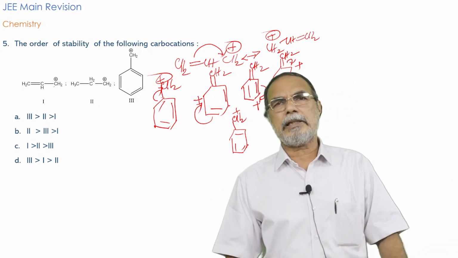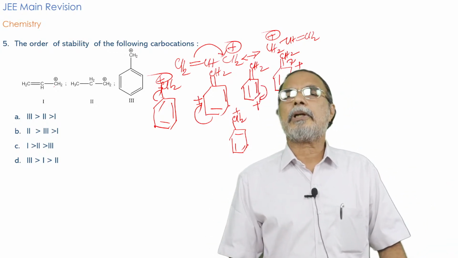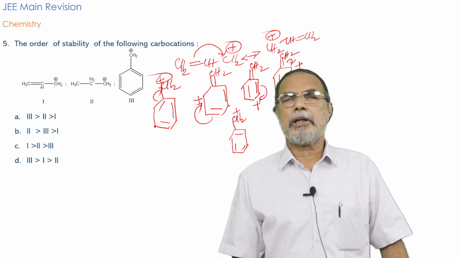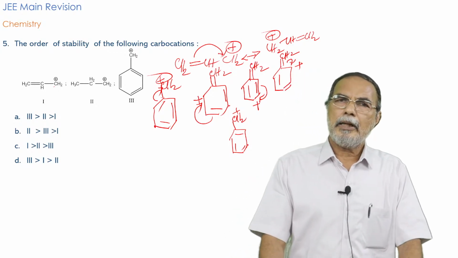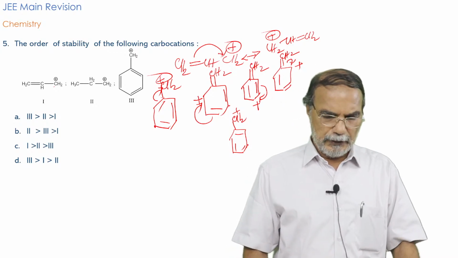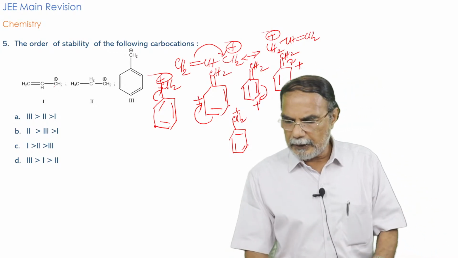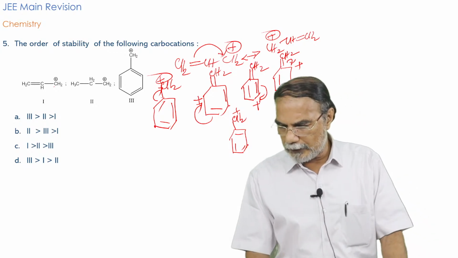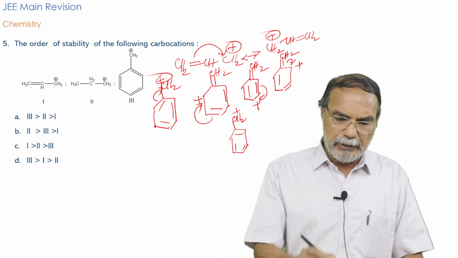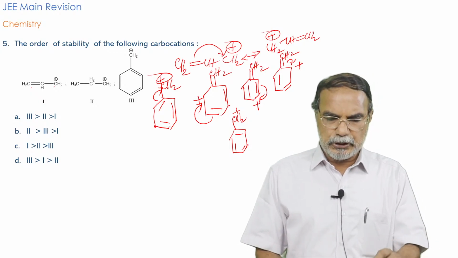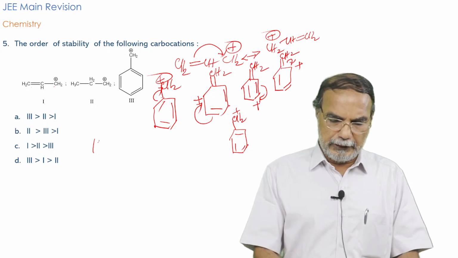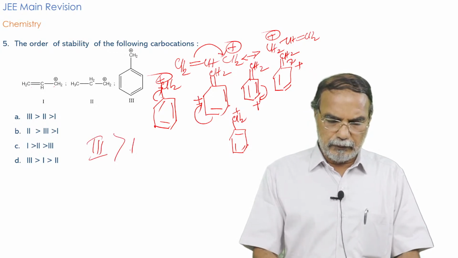For example, in this case, it is resonance. The allyl carbocation is highly stabilized by resonance. The benzyl carbocation is also stabilized by resonance. So they are much more stable than carbocation number 2. And if the stability of the two, allyl and benzyl, is compared, the benzyl seems to be slightly more stable than allyl. So it is 3, greater than 1.